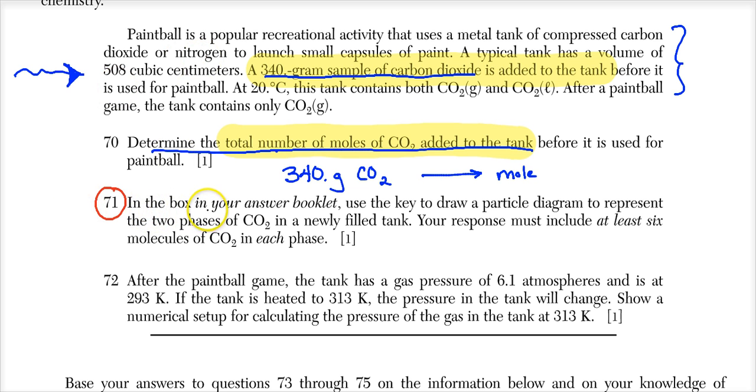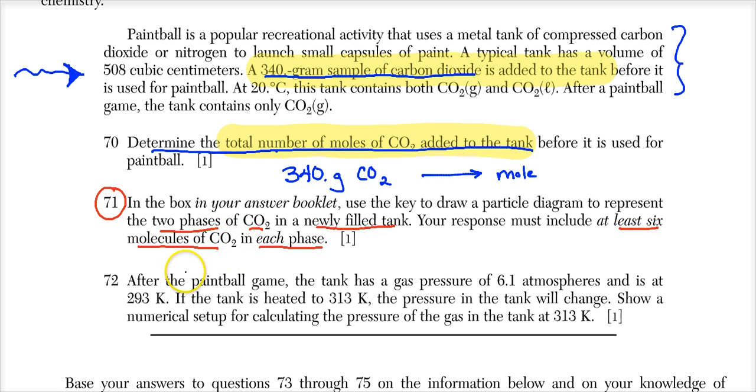In the box in your answer booklet, use the key to draw a particle diagram to represent 2 phases of CO2 in the newly filled tank. Your response must include at least 6 molecules in each phase. You have to pay particular attention to what exactly they're asking for. They're telling you exactly how you should answer. Do not draw 4. Do not draw 5. At least 6 molecules of each phase. It's so disheartening to grade these Regents and see students get it right, but they draw 5.